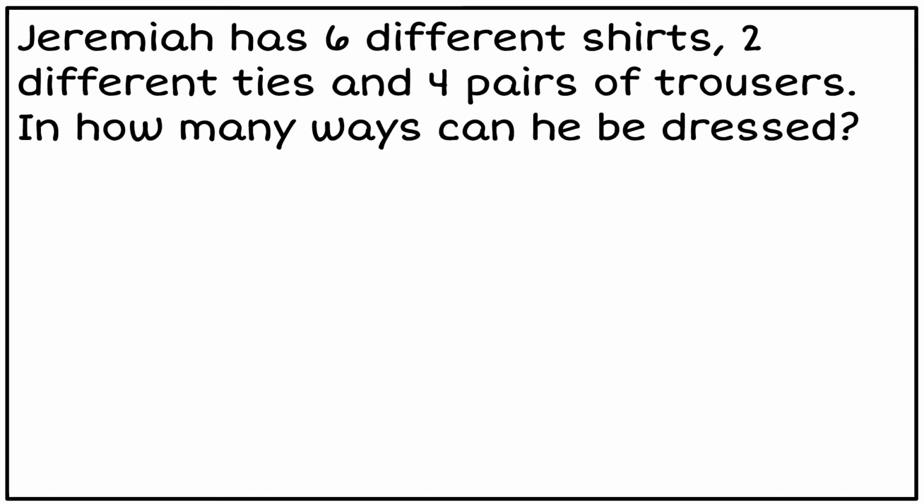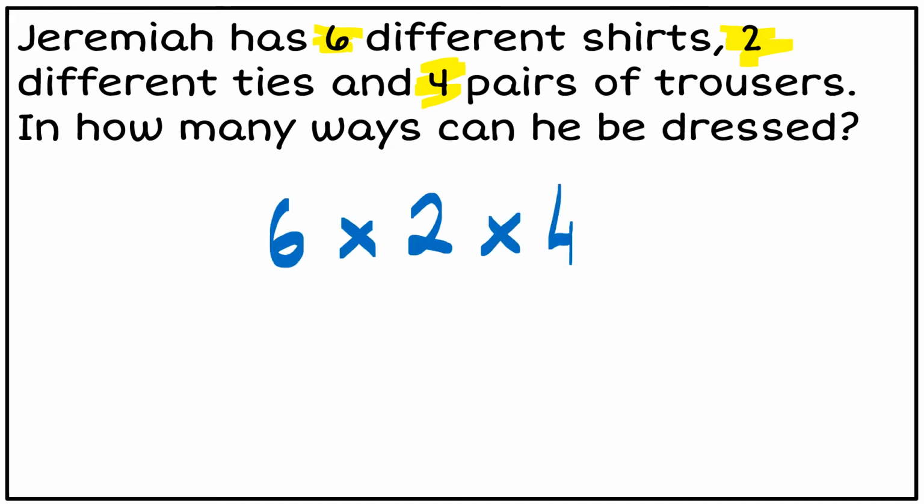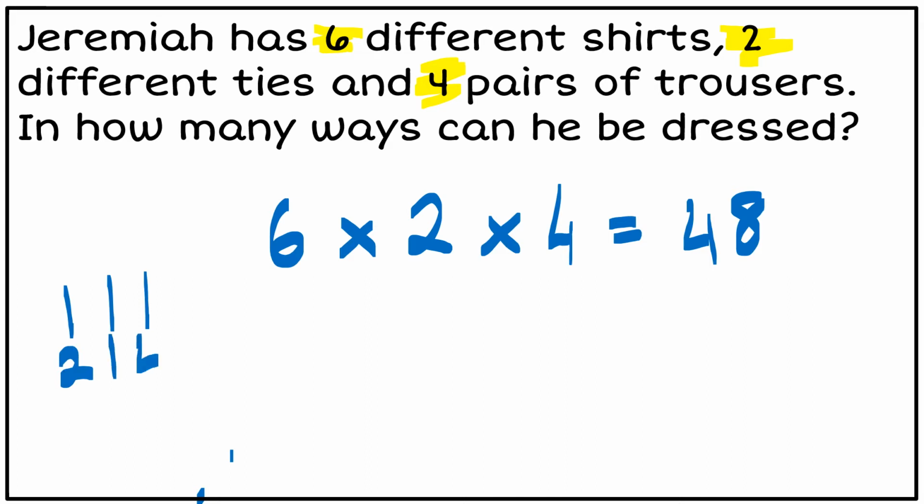So let's have a look at some examples. This first one talks about Jeremiah, who has 6 different shirts, 2 different ties, and 4 pairs of trousers. How many different ways could he combine these together? There are 6 times 2 times 4, and when I multiply that out, that tells me that there are 48 different ways they could be combined. So he could have shirt number 1, tie number 1, and trousers number 1. Or he could have shirt number 2, tie 1, trousers 4. That's what we're looking for: how many different ways we could combine them together.